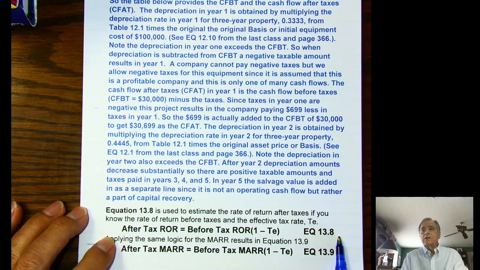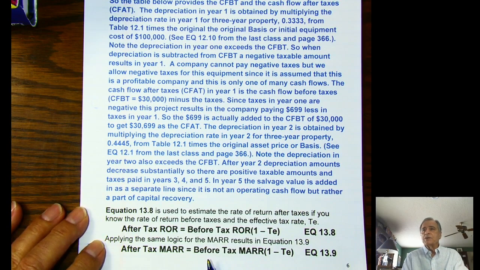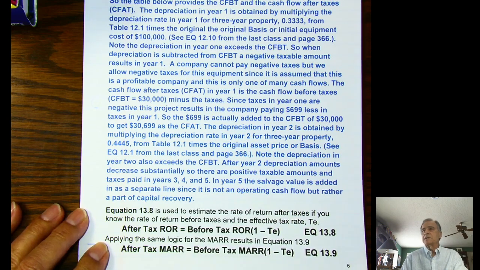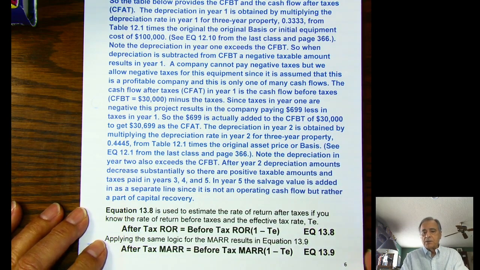And then the same thing is true if you're using MARR. The after-tax minimum attractive rate of return is equal to the before-tax minimum attractive rate of return times 1 minus T sub E. And that's equation 13.9.